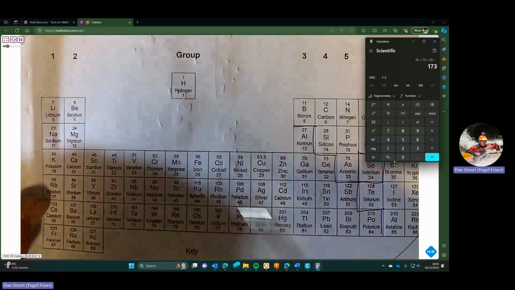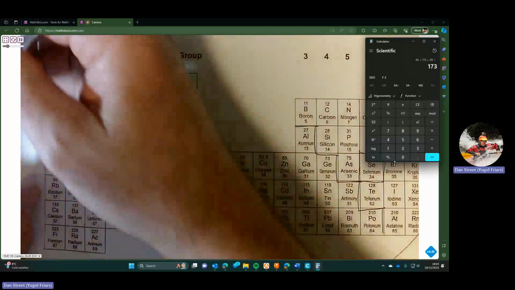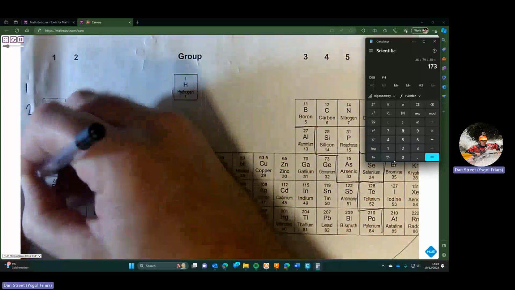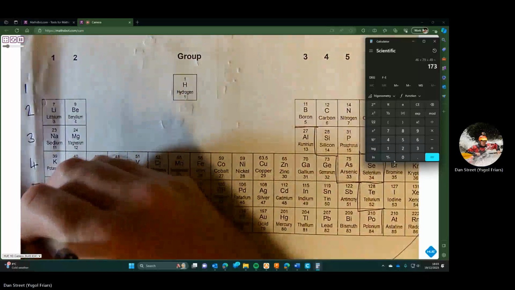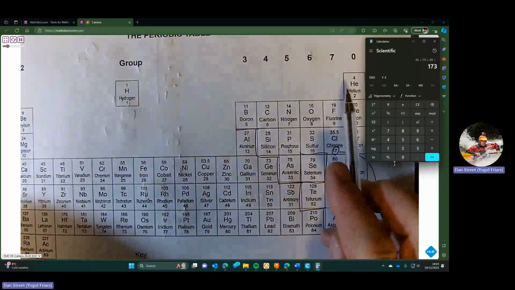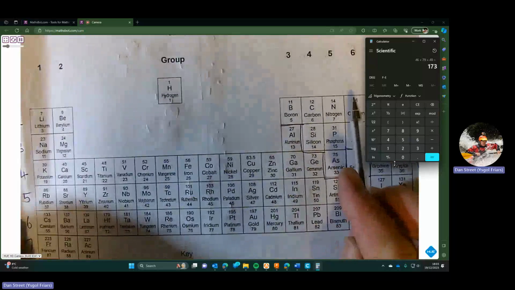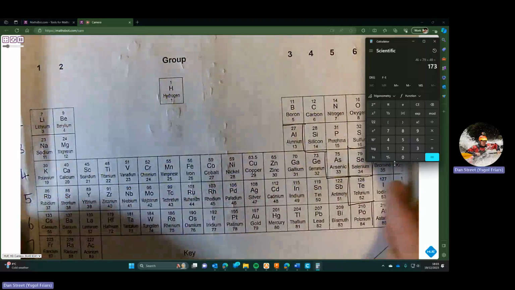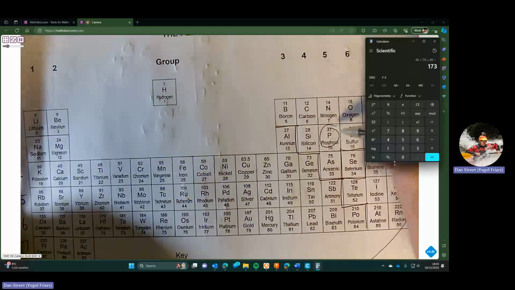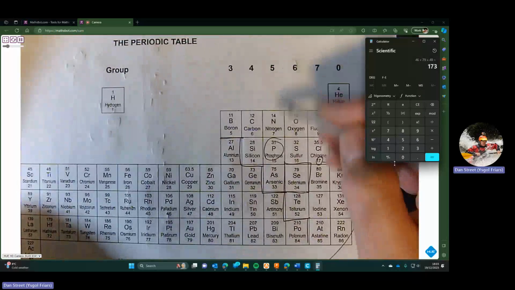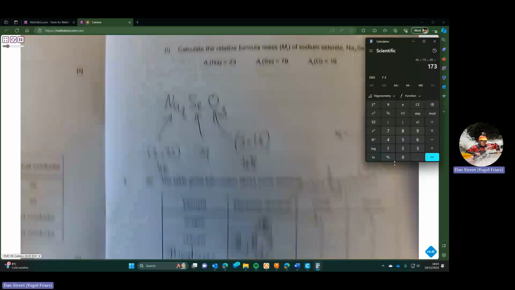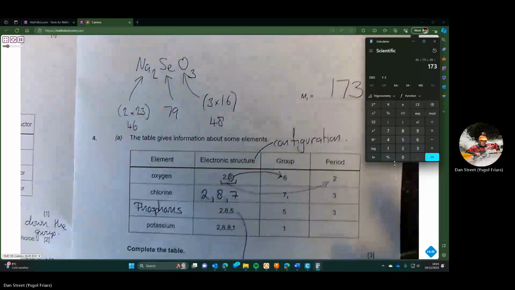And then it's in period 3. Now, the periods on this particular table are not numbered. It might be an idea to put them in just so that you know what you're talking about. Remember that period 1 is actually hydrogen and helium, so a lot of people might miss that out if you're not careful. Period 2, these elements here, but period 3 gives us phosphorus. It's a bit like coordinates on a map. So group 5, period 3 is phosphorus, which we've already identified here.